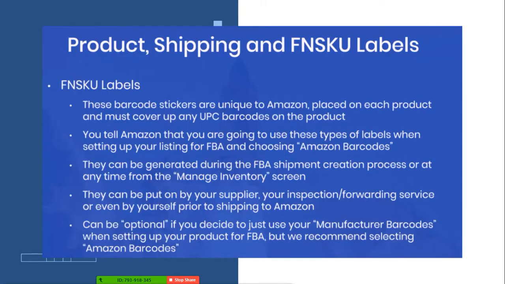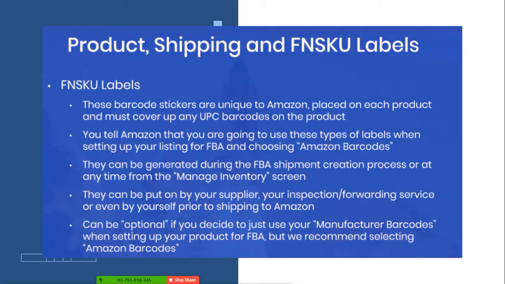Now let's continue. FNSKU labels. These barcode stickers are unique only to Amazon. They're placed on each product and must cover up the UPC barcode on the product. So don't be confused. You tell Amazon that you're going to use these types of labels when setting up your listing for FBA and choosing Amazon barcodes. We're going to see how that is done step by step.